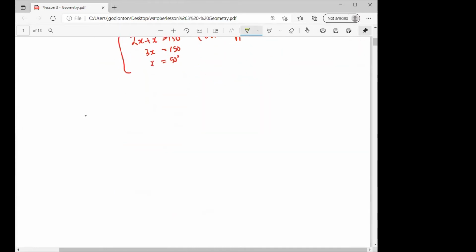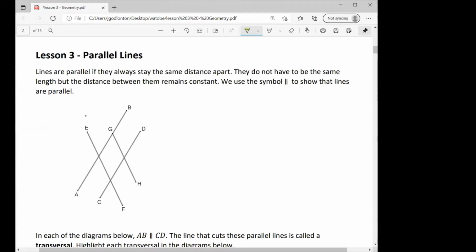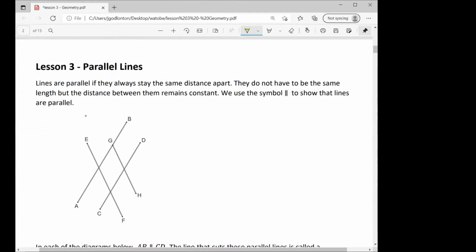Okay. So parallel lines. Basically, lines are parallel if they stay the same distance apart, okay? So it means that they are never, ever, ever going to touch. So if they went on for infinity, they will never, ever touch. There are 2 lines that go on forever and never touch each other, okay?